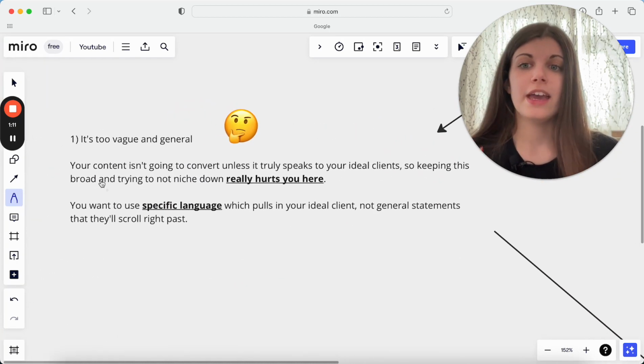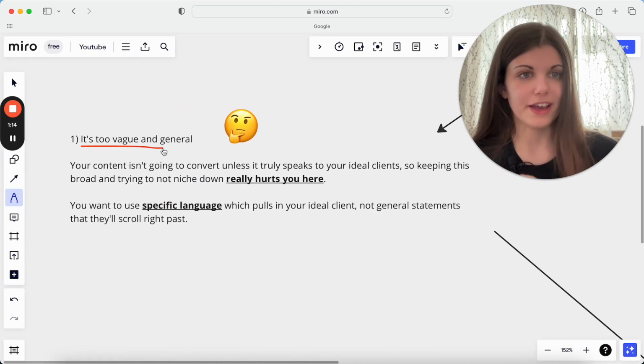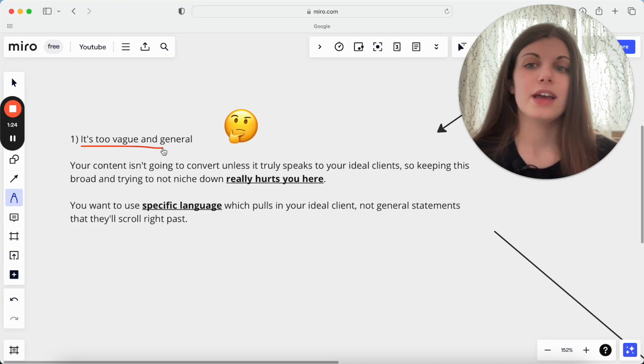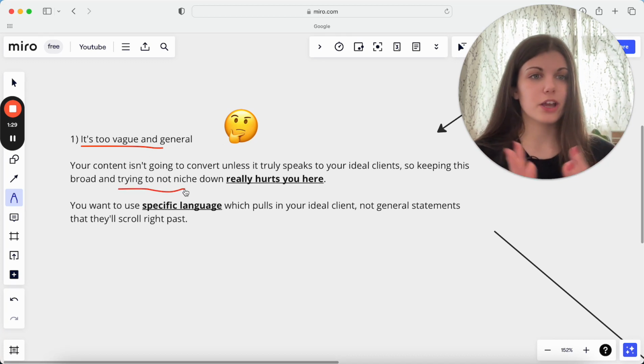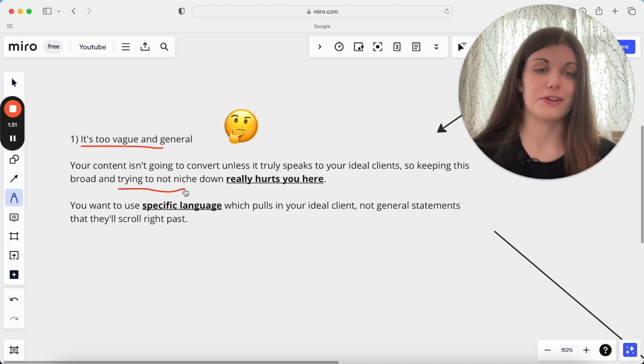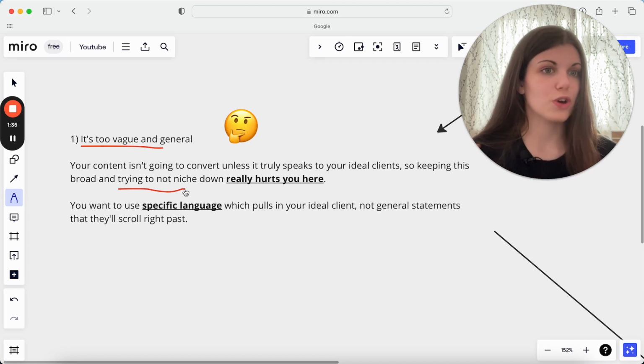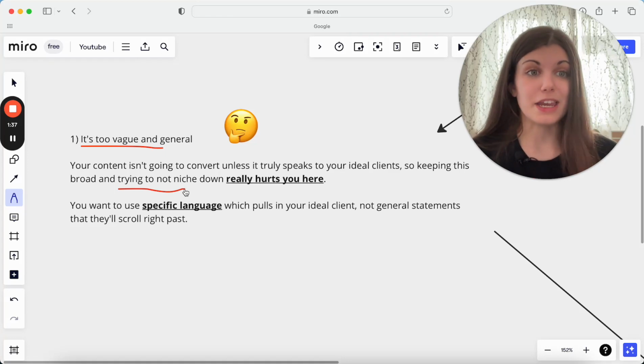The first one is the content is just too vague and too general. It's just really broad and it's not converting because of this. So your content is not going to convert unless it's actually speaking to your ideal clients. So actually keeping this really broad and trying not to niche down, trying to stay really open is just really hurting you here in terms of the results you're getting, because you are being so broad, being so open that you're not speaking to anyone because you're trying to speak to everyone at the same time.